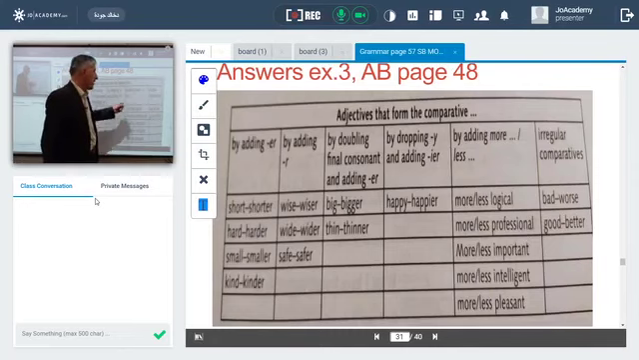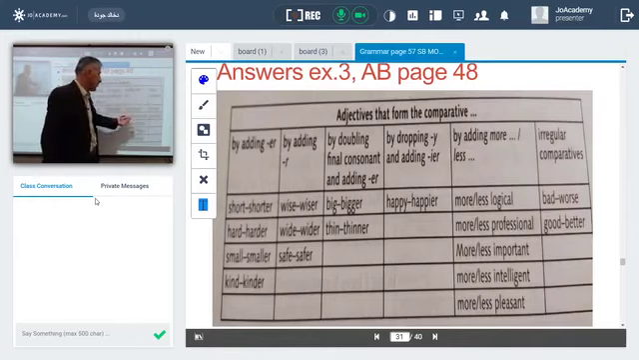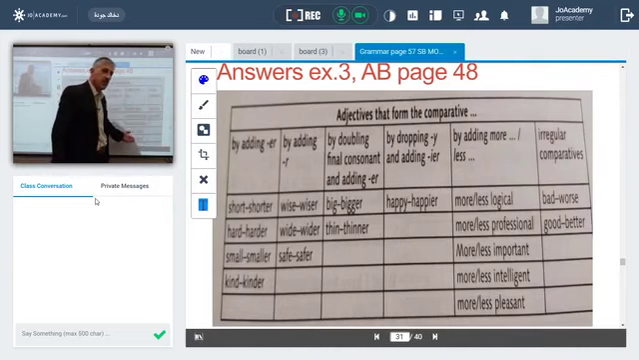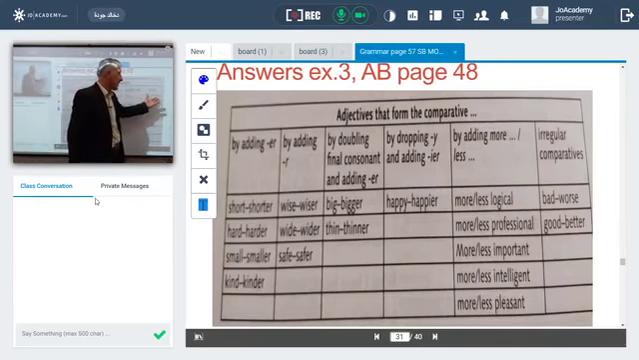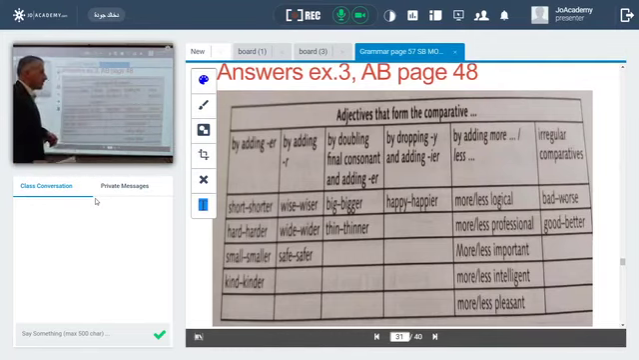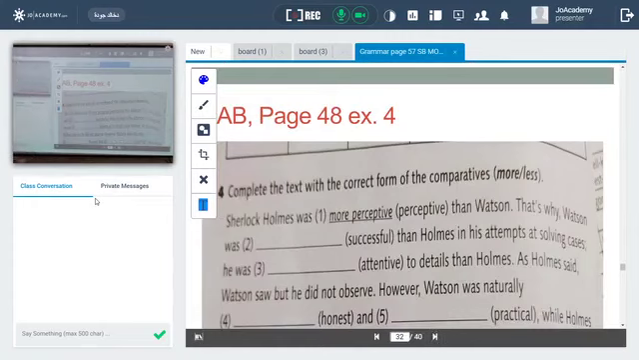By adding more or less before the adjective, we have more or less logical, more or less professional, more or less important, more or less intelligent, and more or less pleasant. Final one, irregular comparatives: bad becomes worse, and good becomes better. So these are irregular comparatives. Next, we are going to see exercise 4, page 48 from your activity book.